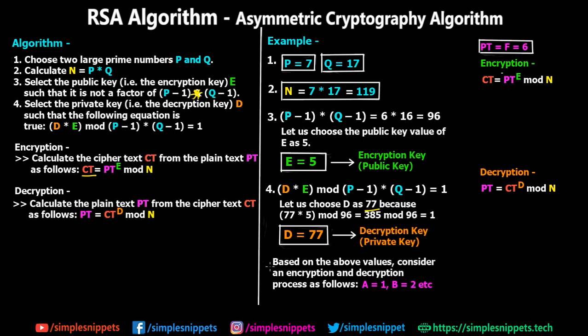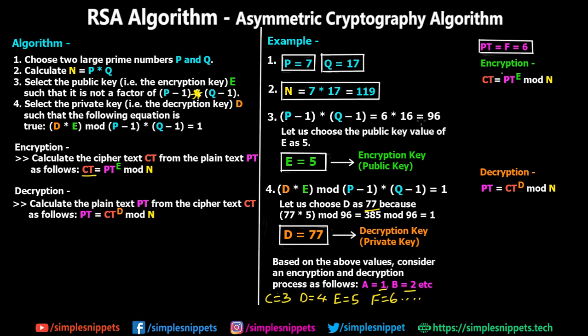Now let's assume that based on all these above values, we are considering an encryption and decryption process as follows. The process is that we are considering every alphabet as a number value. So A equals 1, B equals 2, C equals 3, D equals 4, E equals 5, F equals 6, and so on and so forth, right? We are just assigning numbers to the alphabets, because since mathematical calculations are required, we need to convert the alphabets into numeric values.